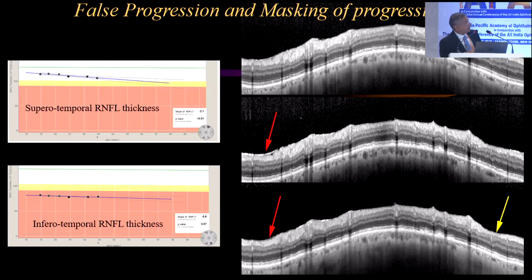See where the yellow arrow is? And you can see that there is an actual decrease in the nerve fiber layer thickness inferotemporally. But inferotemporally, the slope is flat.